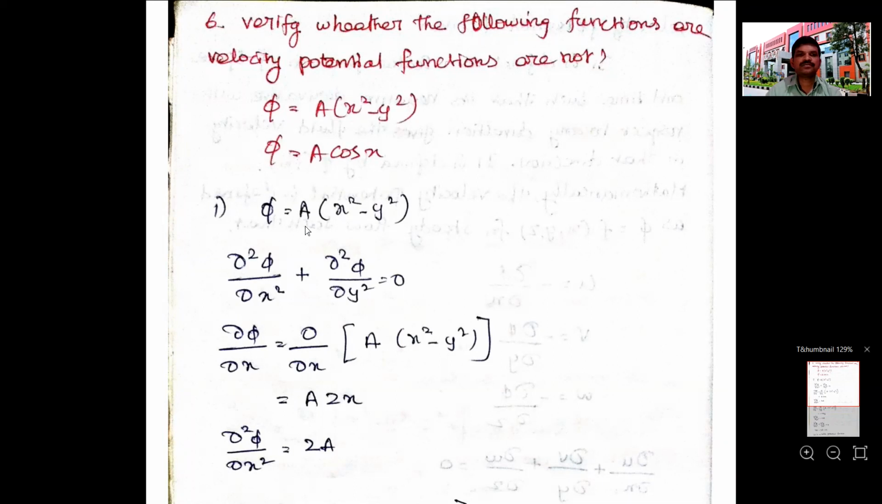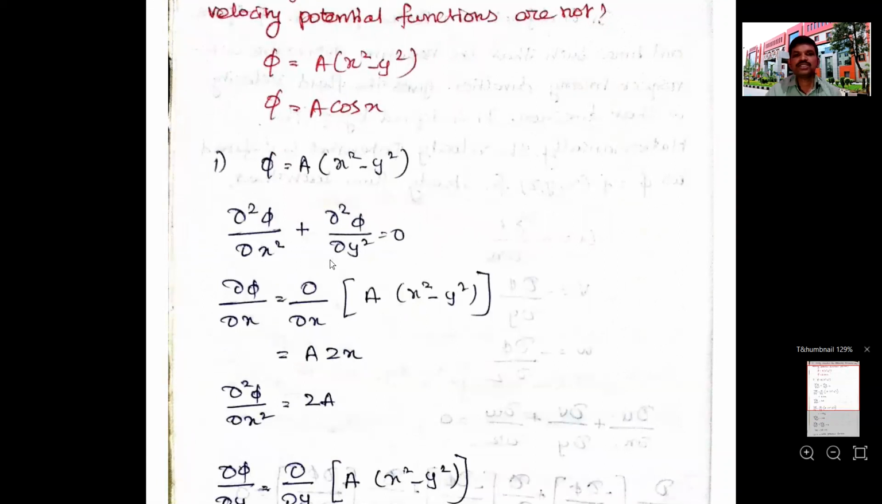Take the first equation: phi is equal to A into x squared minus y squared. So write the two-dimensional continuity equation: del squared phi by del x squared plus del squared phi by del y squared equal to 0. This is the velocity potential continuity equation. Now apply this. Here it is squared, so we have to do partial differentiation 2 times. First time del phi by del x, but we need del squared phi by del x squared.